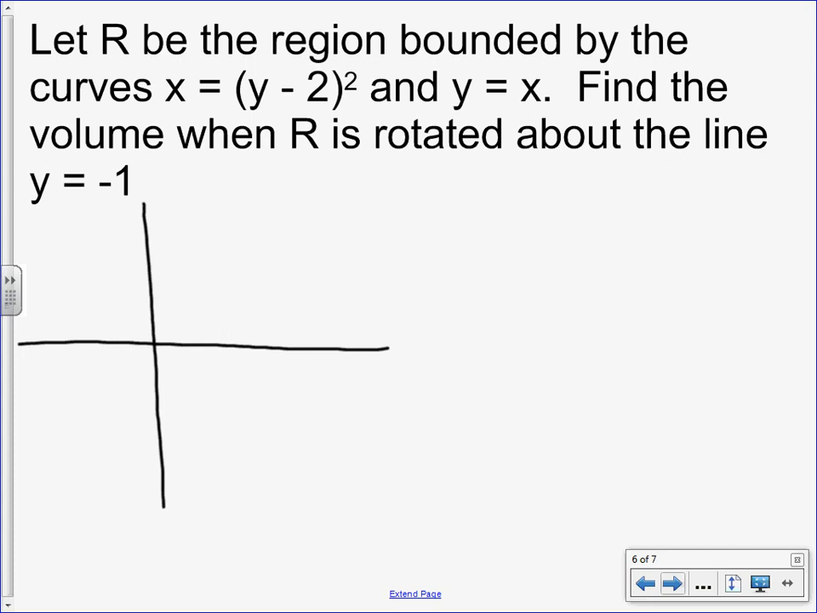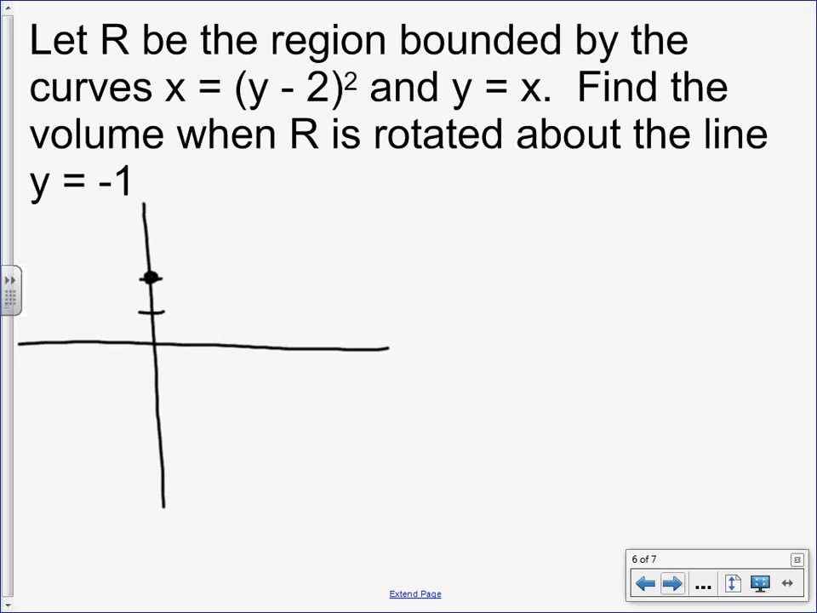Which way is that shifted? Let's think of this in x's and y's. If that was y equals x minus 2 squared, which way would it have shifted? Right. Okay, so now let's think of it as x equals y minus 2 squared. Which way does that shift? Up, because it has to go to a positive axis, right? Okay, now I'm understanding, opening to the right.